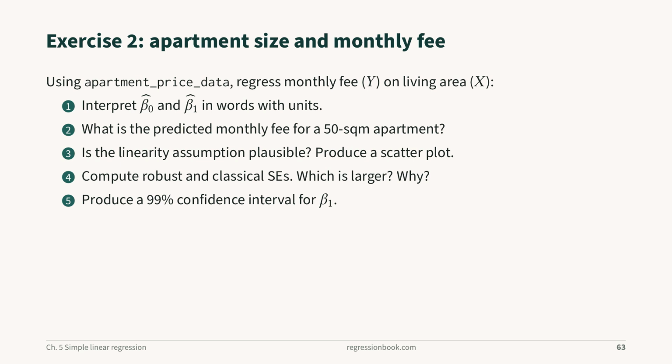The second exercise returns to the apartments, now with the monthly fee as outcome. Interpret both coefficients with units, predict the fee for 50 square meters, check linearity with a scatter, compare robust against classical standard errors, and build a 99% interval.